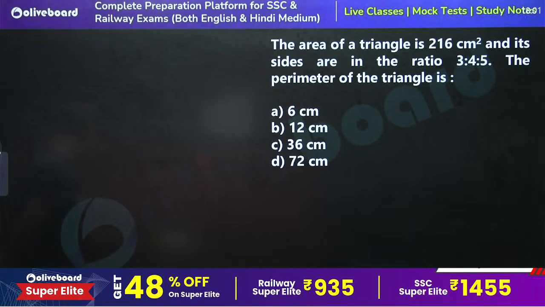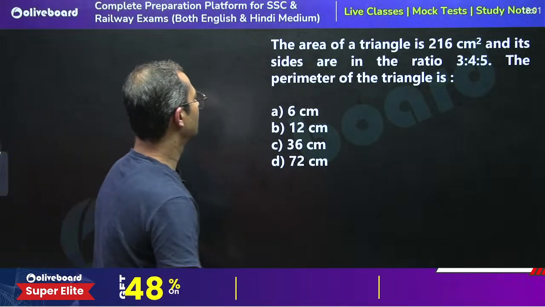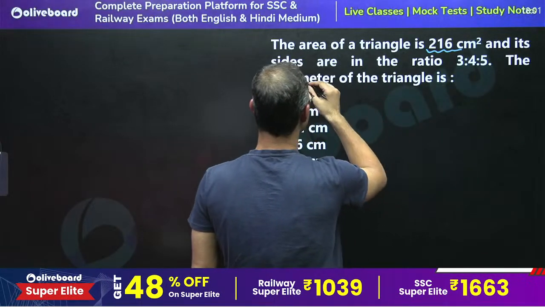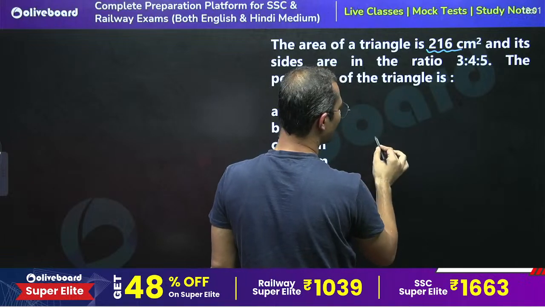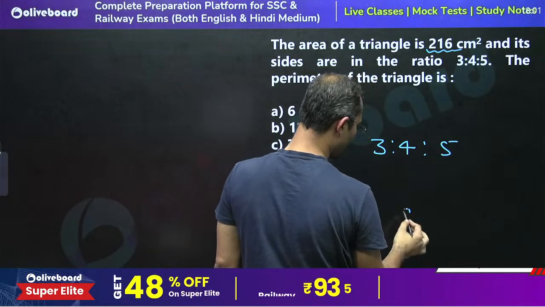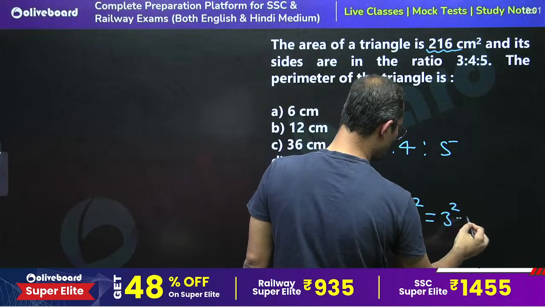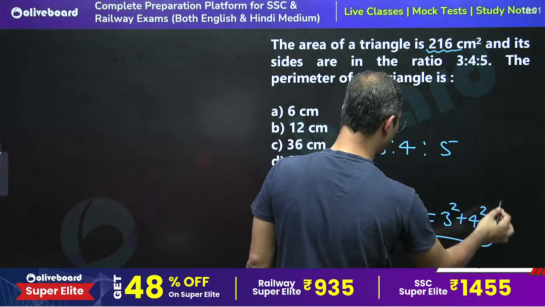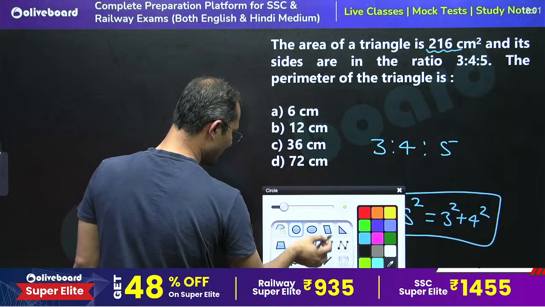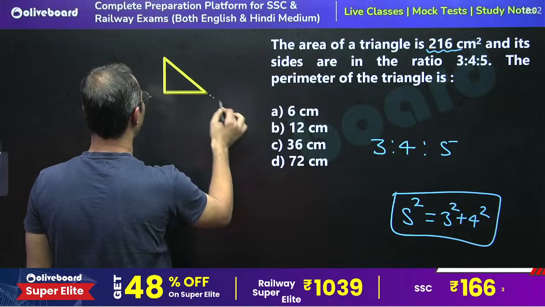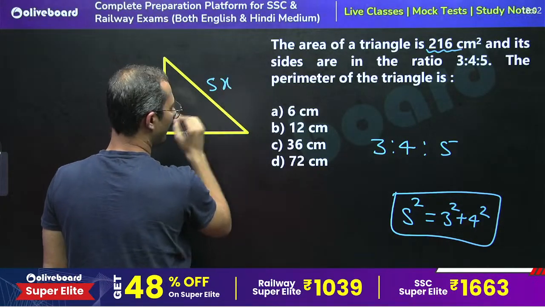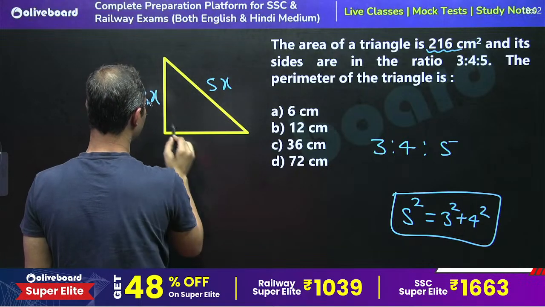Now tell me, what is the answer for this question? The area of a triangle is 216 and its sides are in the ratio 3, 4 and 5. We know that 5 square is equal to 3 square plus 4 square, which means these are a triplet. So this is a right angle triangle. Just seeing the ratio of sides, we can conclude that this is a right angle triangle. So this is 5x and this can be 3x or 4x.